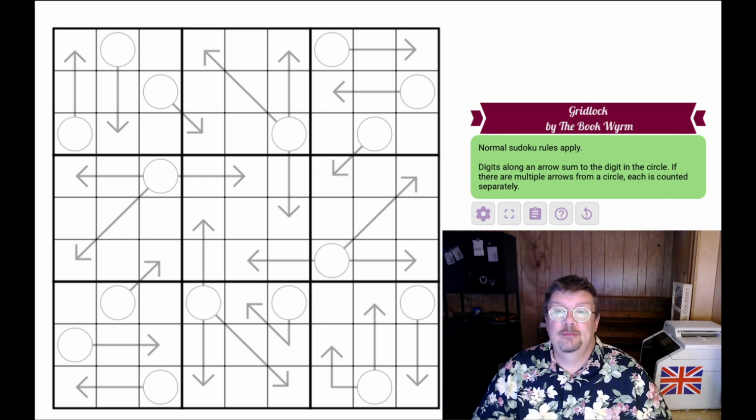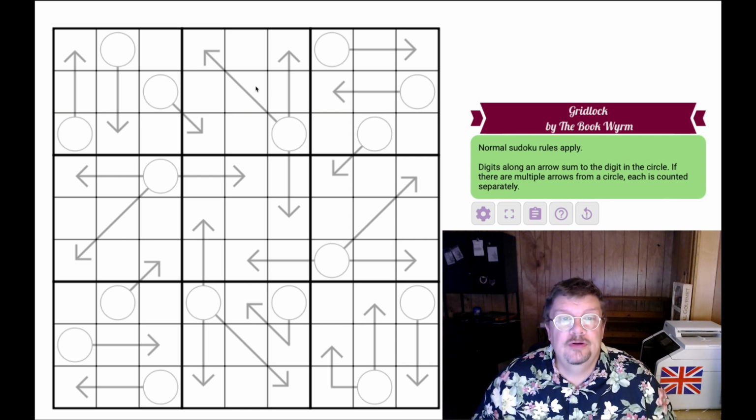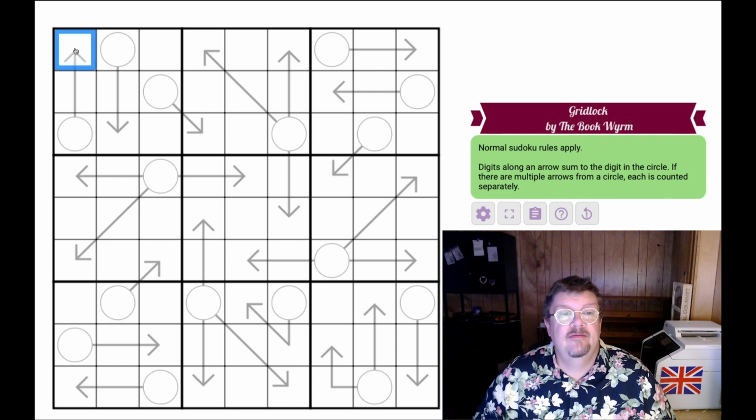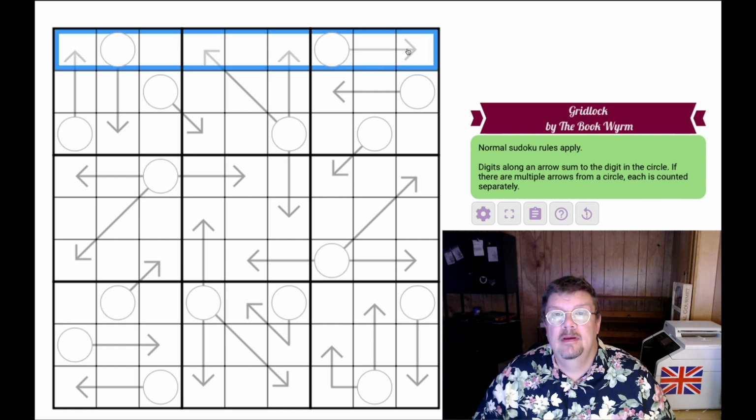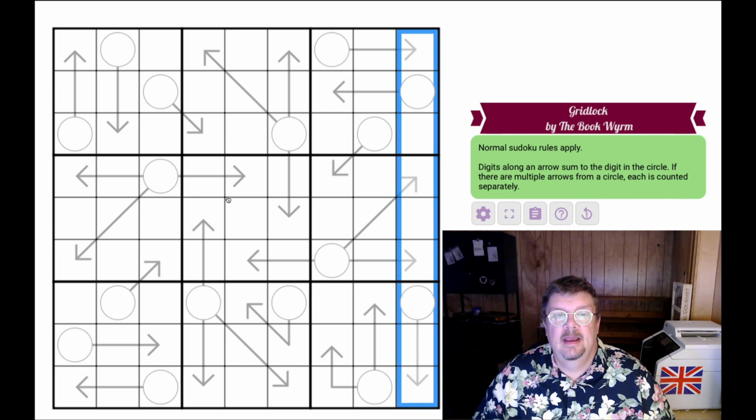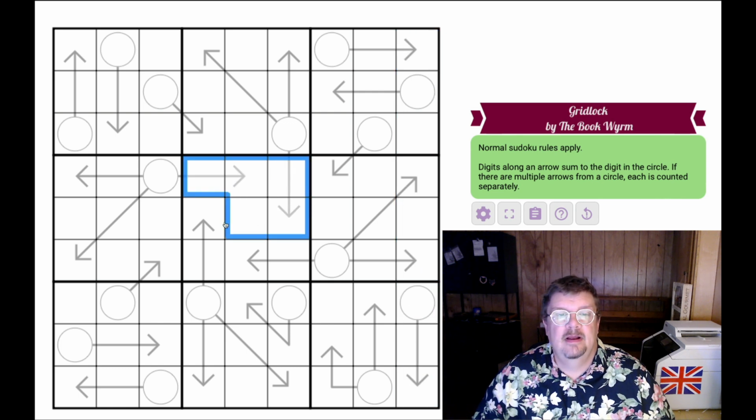Let's look at the rules. Normal Sudoku rules apply, so that means that in every row, every column, and every 3x3 box, we're going to place the digits 1 to 9 once each.